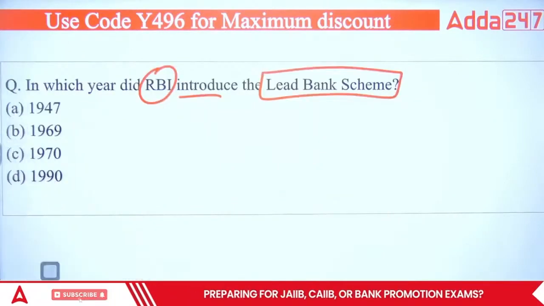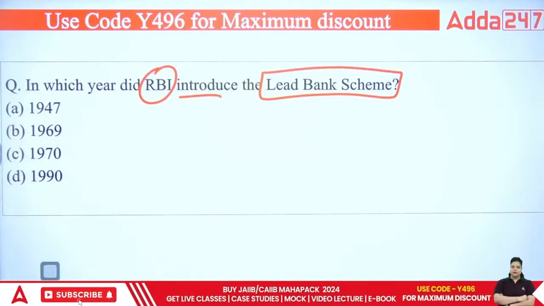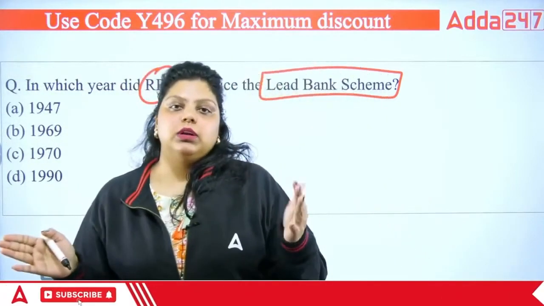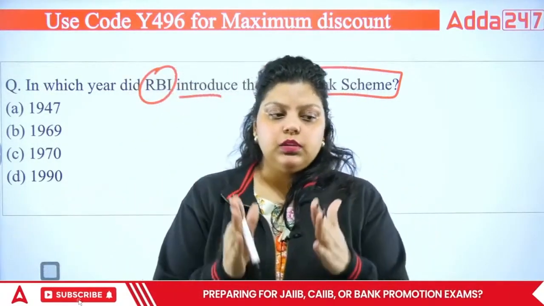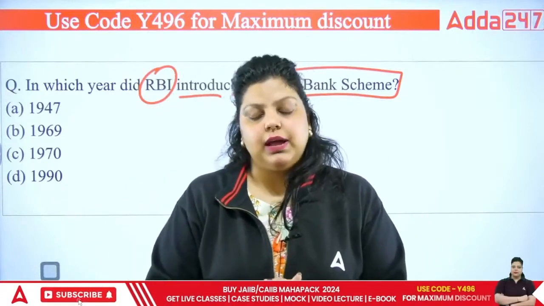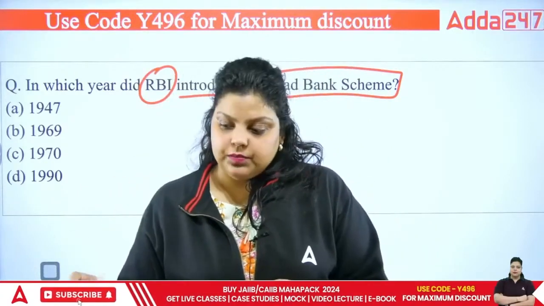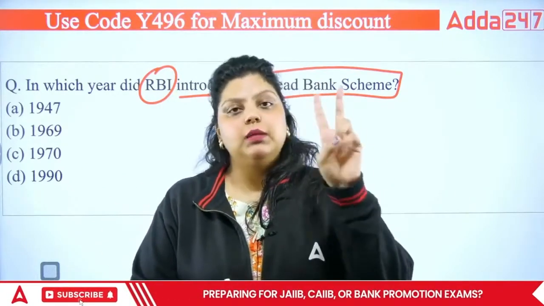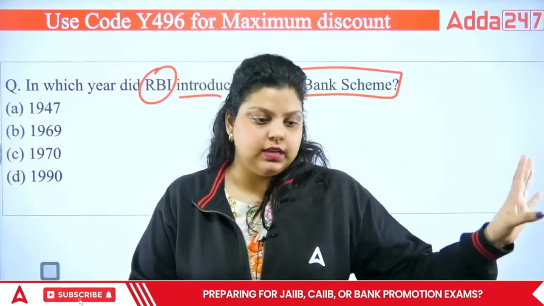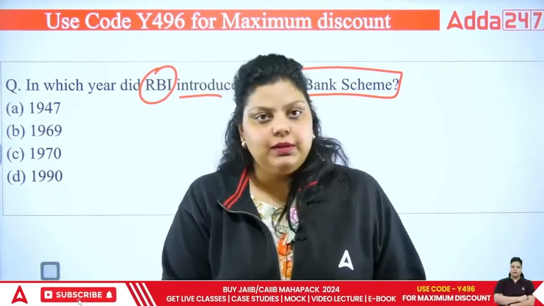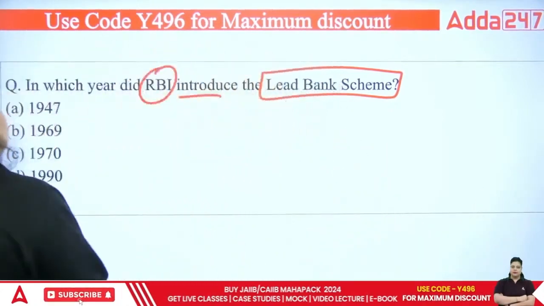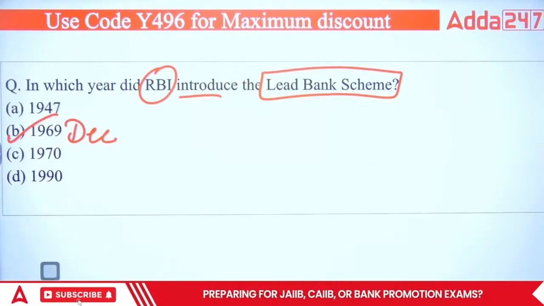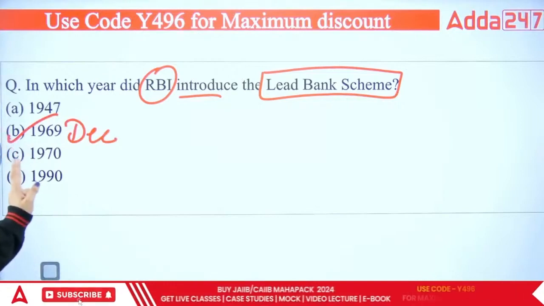So the lead bank scheme was introduced by RBI for the purpose of financial inclusion. In the lead bank scheme, what did RBI do? RBI first made a public sector bank or a private sector bank the lead bank of a particular district, and in that particular district the lead bank has to make sure that credit planning and branch expansion go properly. That's the objective of your lead bank scheme, and it was introduced in December 1969 by the Reserve Bank of India. So the right answer you have is B.